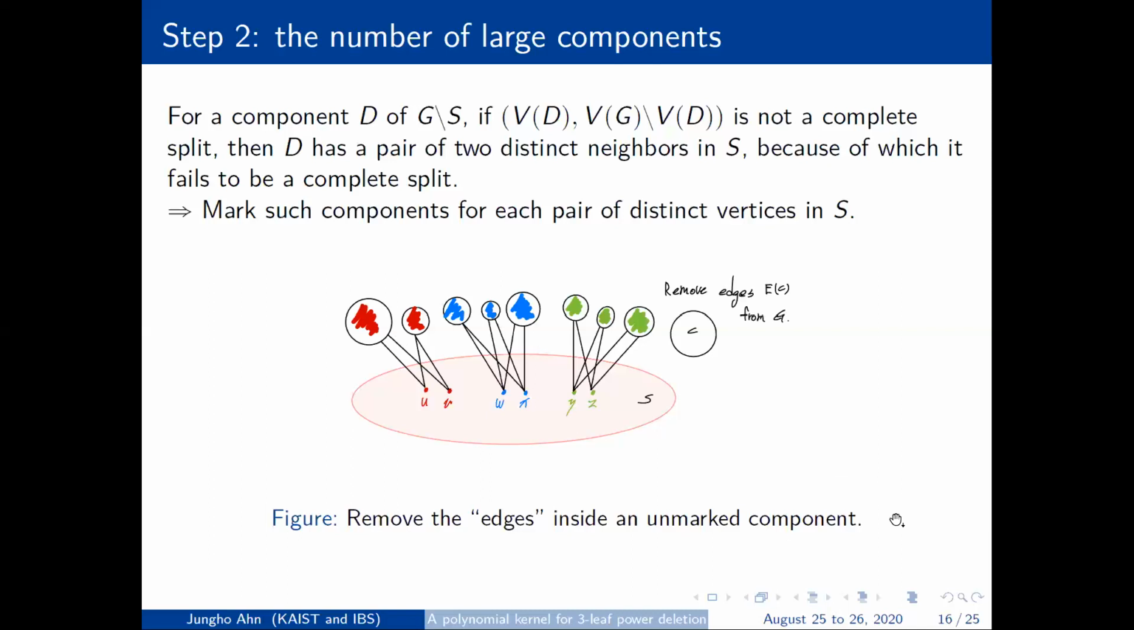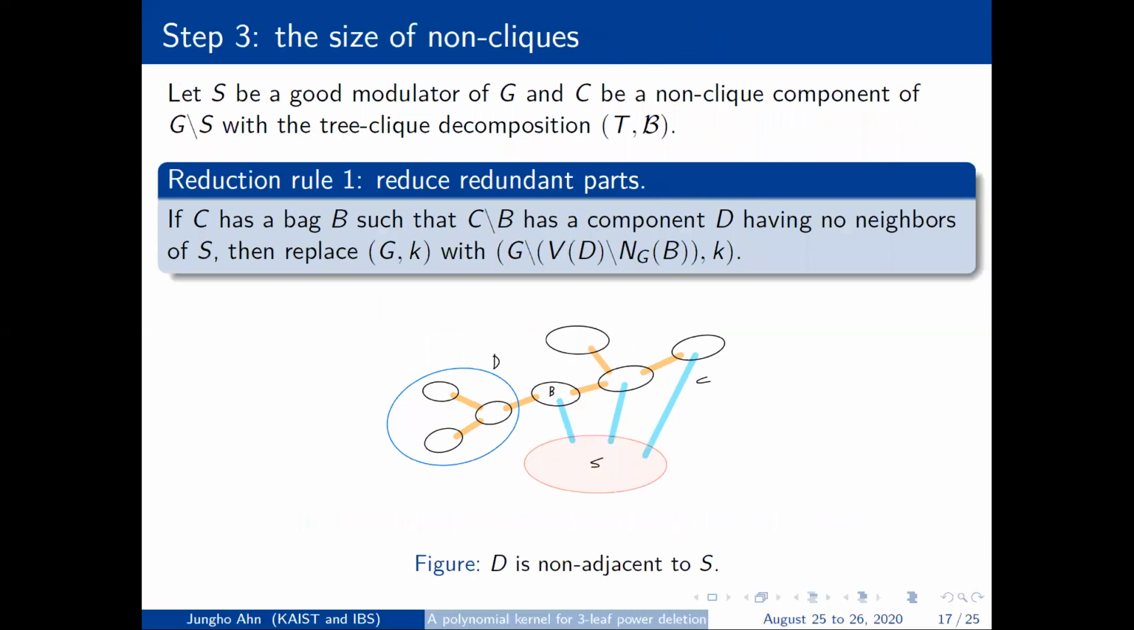Now let's jump to step 3, to reduce the size of each non-clique component. Again, let S be a modulator of G and C be a non-clique component of G delete S. Since S is a modulator, C is a 3-power, so it has a 3-clique decomposition (T, B). And we can easily bound the size of each bag of C. So it suffices to bound the size of T.